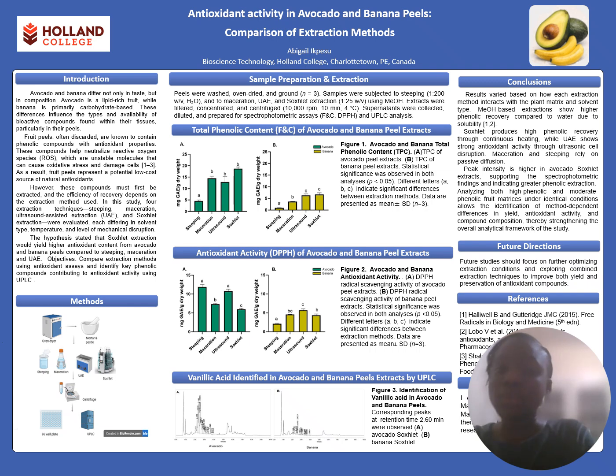For the methods, the peels were washed and oven dried using the oven dryer, as we can see here, and they were ground with the mortar and pestle. For each fruit sample, we had 3 different independent biological replicates, and after grinding, they were subjected to steeping, maceration, UAE, and Soxhlet. The extracts were then filtered and concentrated in a centrifuge. Supernatant was then collected, diluted, and prepared for the spectrophotometric assay and the UPLC chromatographic assay.